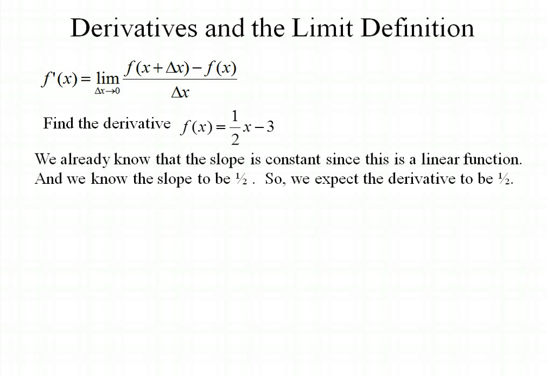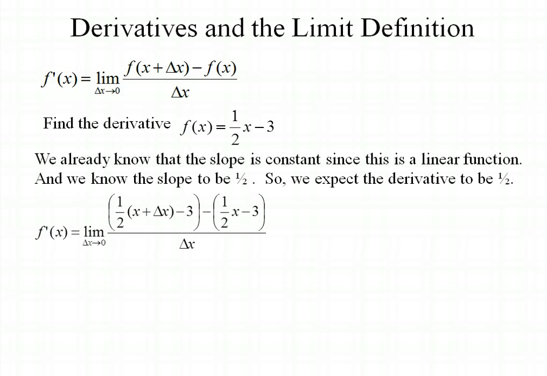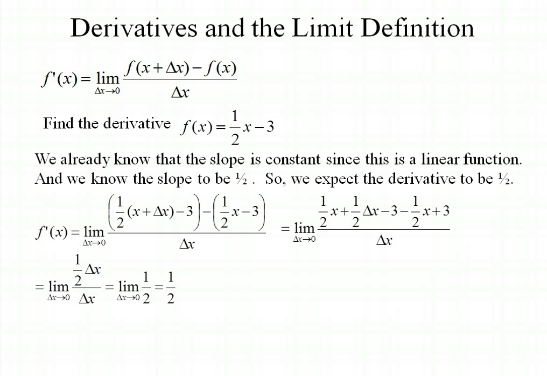So let's go ahead and evaluate our limit. We're going to take x and replace it with x plus delta x for the first term in our numerator, and then minus the f of x function itself, so minus 1/2 x minus 3, and dividing by delta x. So let's go ahead and distribute the 1/2. And then what we should see is that the 1/2 x and the negative 3 cancel out with the f of x function. So we're just left with 1/2 times delta x divided by delta x.